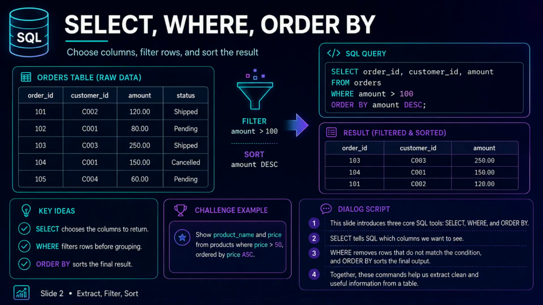This slide introduces three core SQL tools: select, where, and order by. These commands are essential for querying and managing data stored in a database. Select is used to specify which columns or fields we want to retrieve from a table. It acts as the main command that tells the database what information to display.